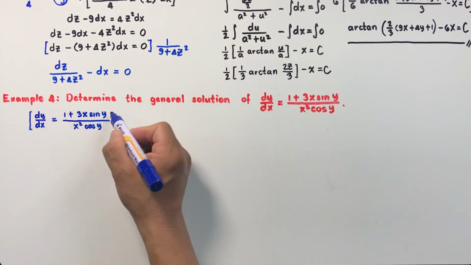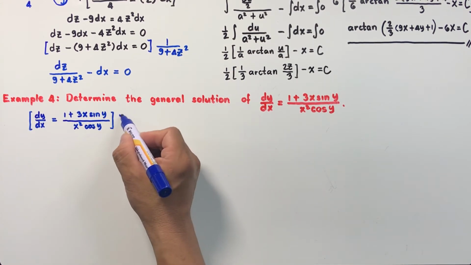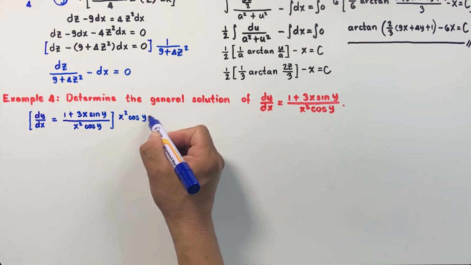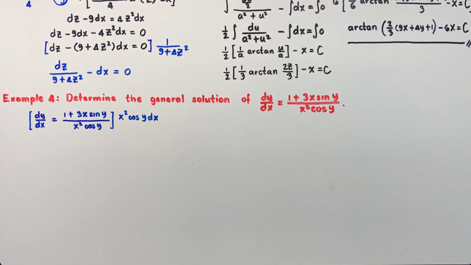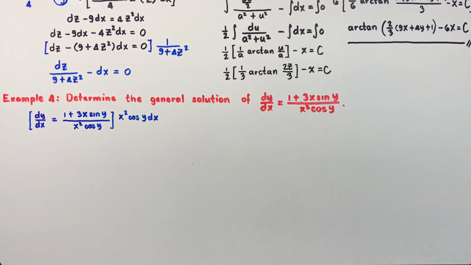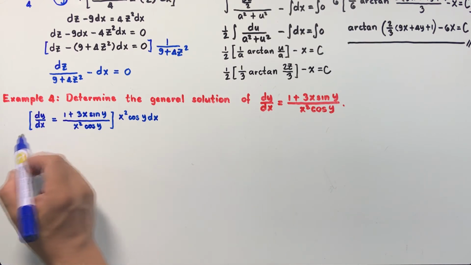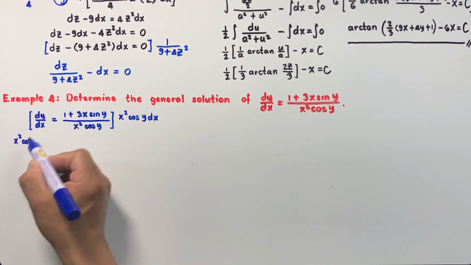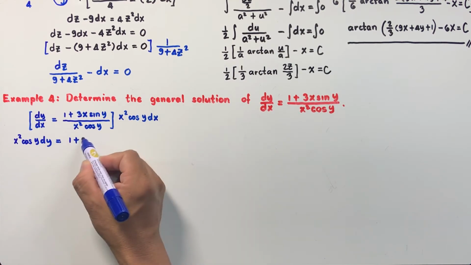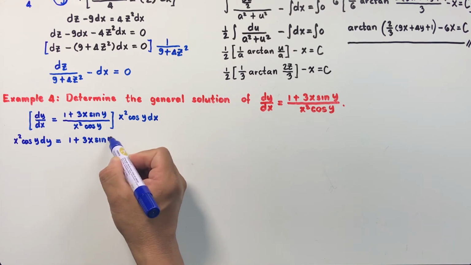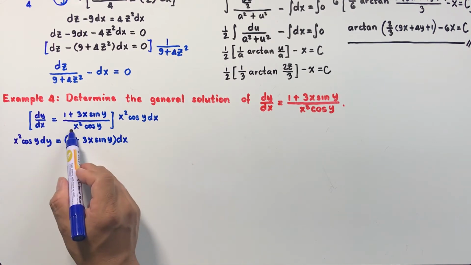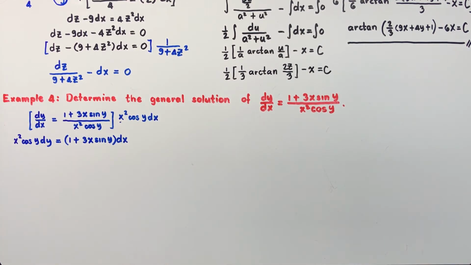So we can simplify this one by multiplying the LCD of the two denominators, which is x squared times cosine y dx. So this dx here and this dx in the denominator will cancel each other. So we have x squared cosine y times dy. And this is equal to 1 plus 3x times sine y, which is multiplied by dx, because this one and this one cancel each other.